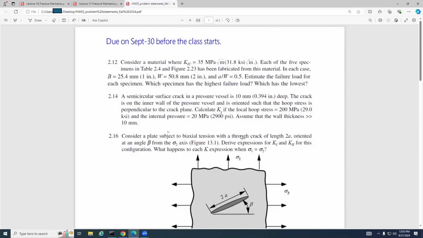If these three inequality conditions are met, you can feel free to use the K or G to describe the crack tip behavior. However, if any of these three inequalities is not met, we need to use other things. We will talk about this one later.